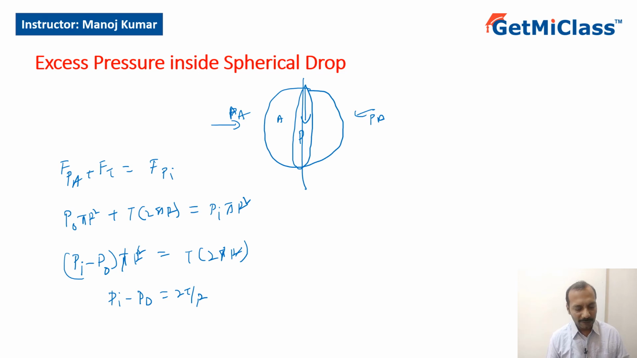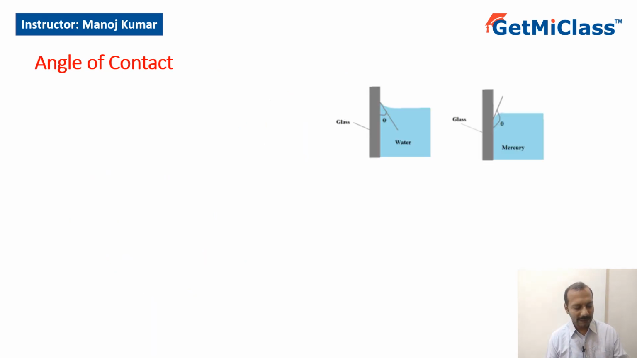So what we have talked about is a spherical drop. If it is a hollow sphere, let's say a soap bubble, then the excess pressure, Pi minus P naught, would be equal to 4T by r, because for a hollow sphere there are two surfaces, one outside and one inside. When I say hollow sphere, a soap bubble has a surface of soap film and air outside as well as soap film and air inside.